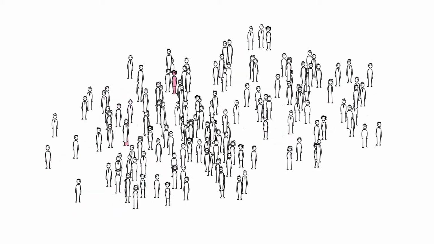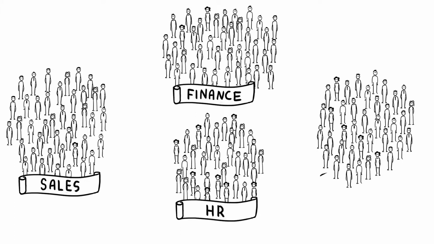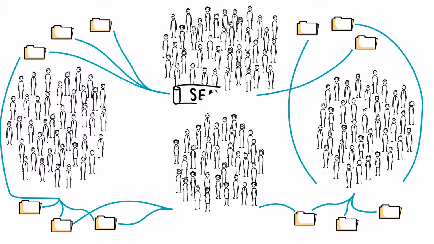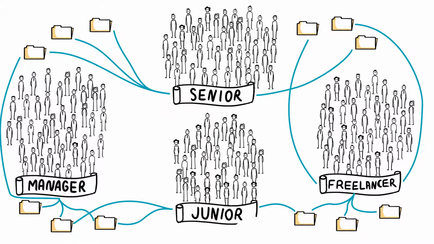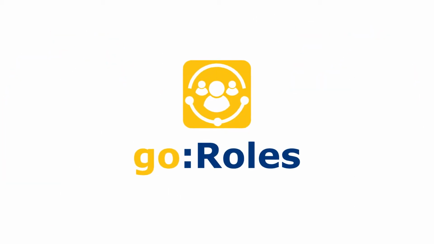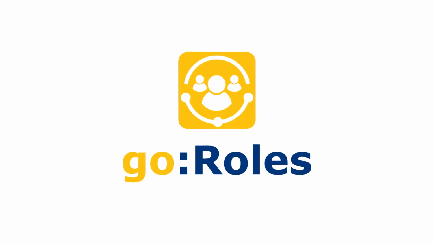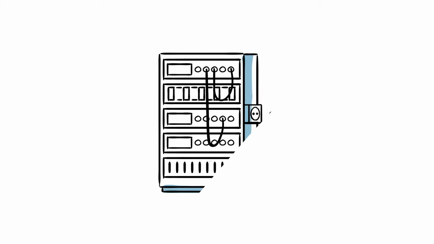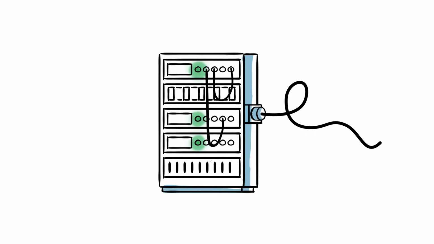For example, every employee in a department receives the same rights, or every employee in a certain position, or in a certain building. Go Roles automatically creates these roles from existing data. Reading and analyzing the data can be done within a few hours. And it's compatible with third-party systems, including IDM systems.